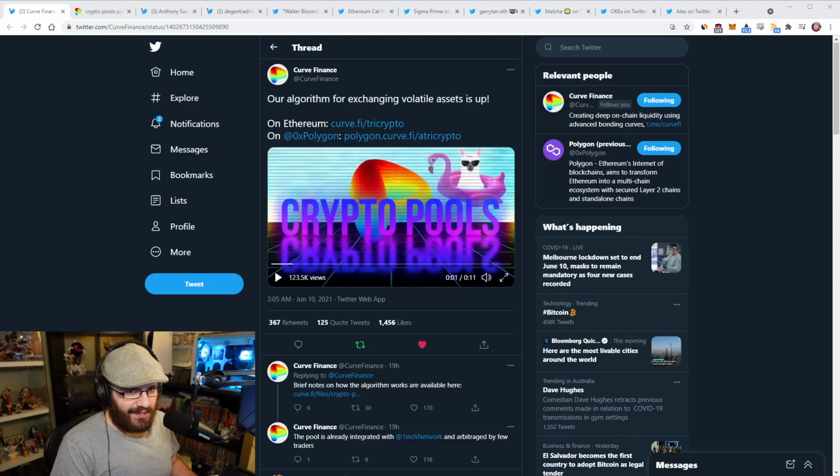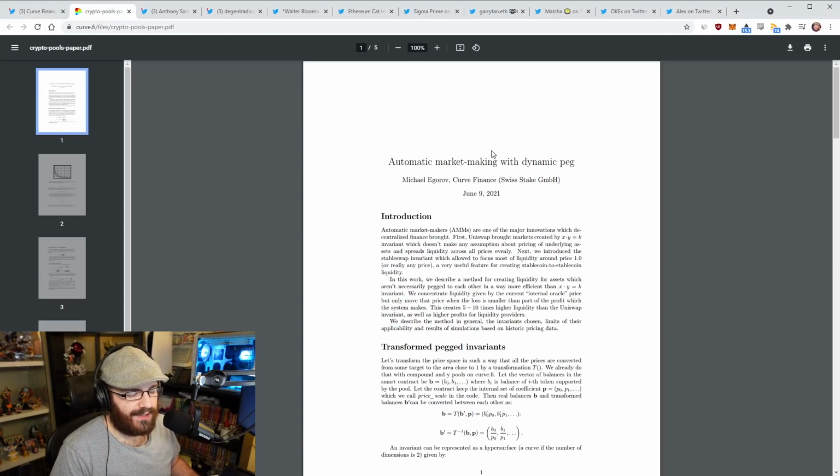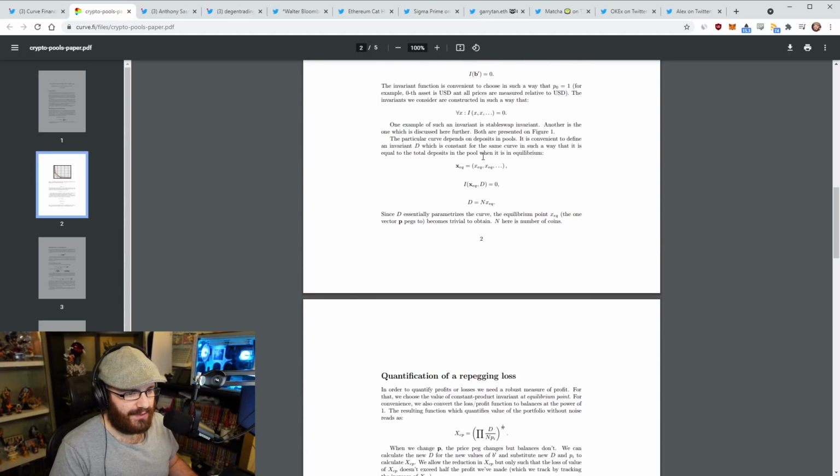So, I think the biggest release from the last 24 hours was that Curve V2 is now live on the Ethereum mainnet and on Polygon as well here. Now, there is a white paper that goes along with this. Definitely only read this if you're good at math. There's a lot of technical jargon in here, a lot of stuff going on.